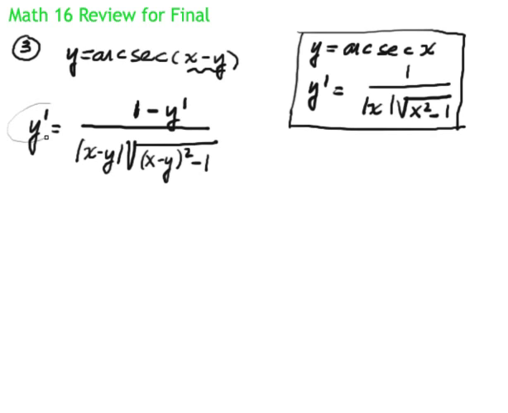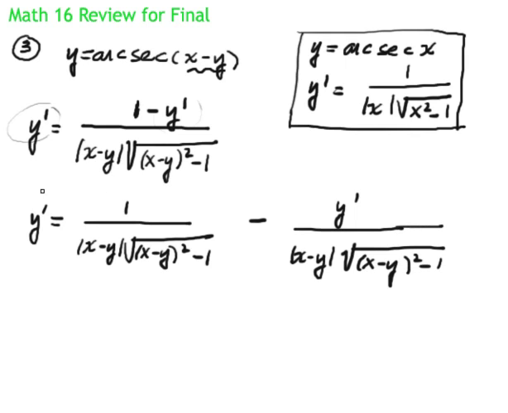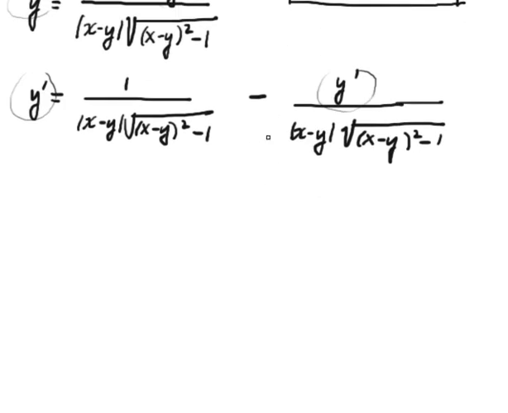Okay, now the hard part really is solving for y prime, so we're going to do that over here. So first of all, let's split up this quotient. So we have y prime is equal to 1 over absolute value x minus y times that square root, minus y prime over absolute value x minus y and that square root. Okay, now we want the terms with y prime on the same side of the equation, so let's bring this second term over to the left-hand side.